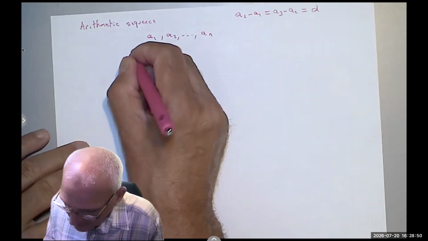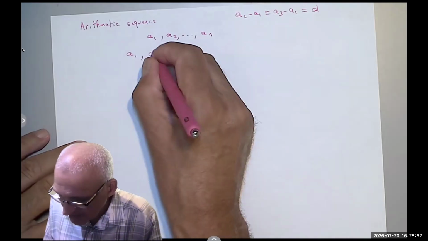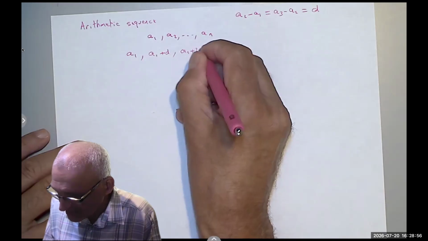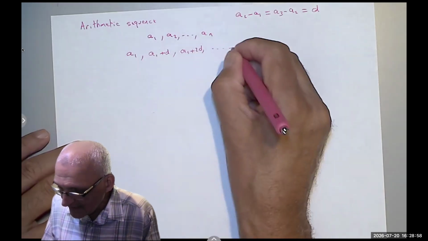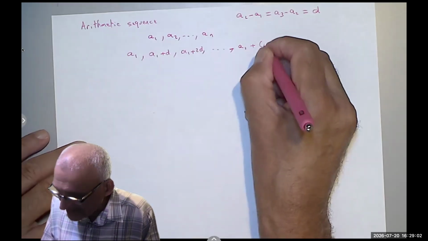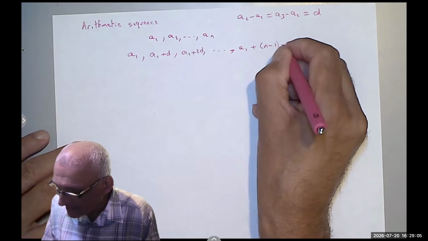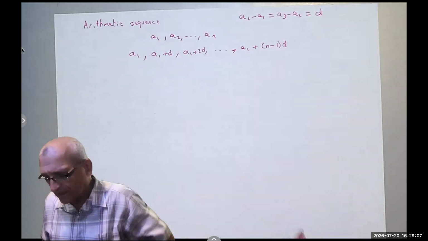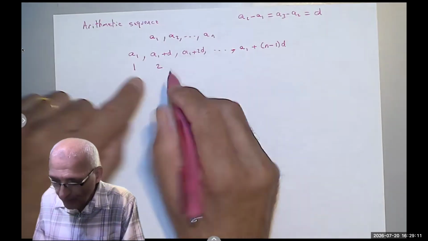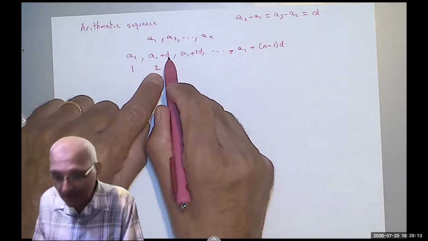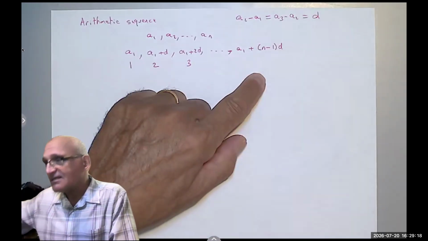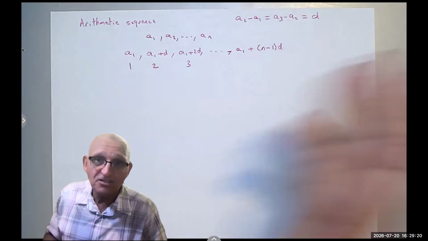So we can rewrite this as a1 plus d, a1 plus 2d, until the last one would be a1 plus n minus 1 times d. Why n minus 1? Because the first one was a1. The second, we added just a single d. The third, we added 2d. So the nth, we add n minus 1 d.